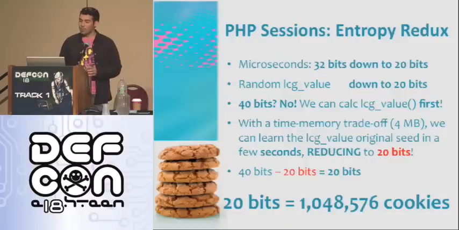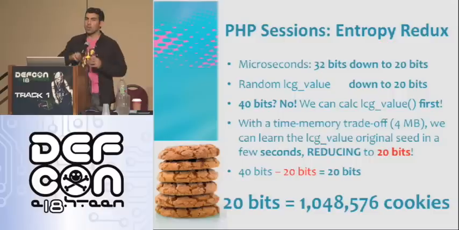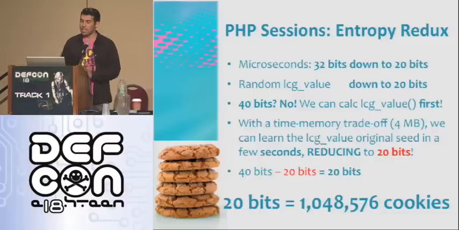Normally you think, all right, well, we have 20 bits and 20 bits, so that's 40 bits. Well, we can actually calculate the LCG value, the 20 bits that we didn't know, separately. Separately means we calculate that 20 bits, and then the other 20 bits, that's only 21 bits. With a time-memory trade-off and code I created on your DEFCON CDs, we can calculate that 20 bits in a matter of seconds. That reduces the other 20 bits, and now we're at exactly 20 bits: the 20 bits of entropy from the microseconds that the user authenticated their cookie.